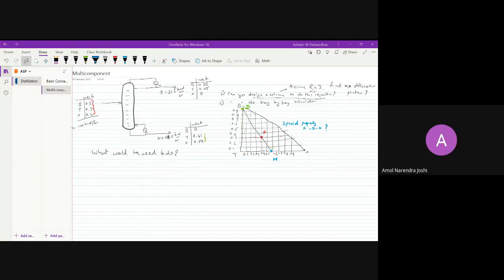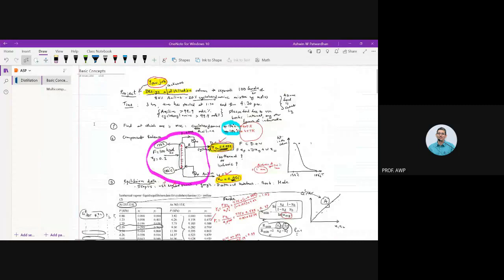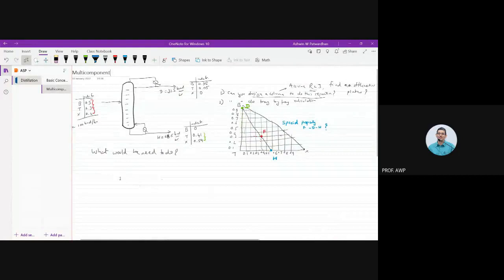Actually, we haven't done these kinds of calculations for multi-component systems. Yeah, I know. In undergraduate, we have never done these kinds of calculations. The last lecture was a revision of all the basic concepts, that's why the title was given as basic concepts. Now the title is multi-component. So now the syllabus starts for this semester. So think, take 2-3 minutes, 4 minutes, 5 minutes.